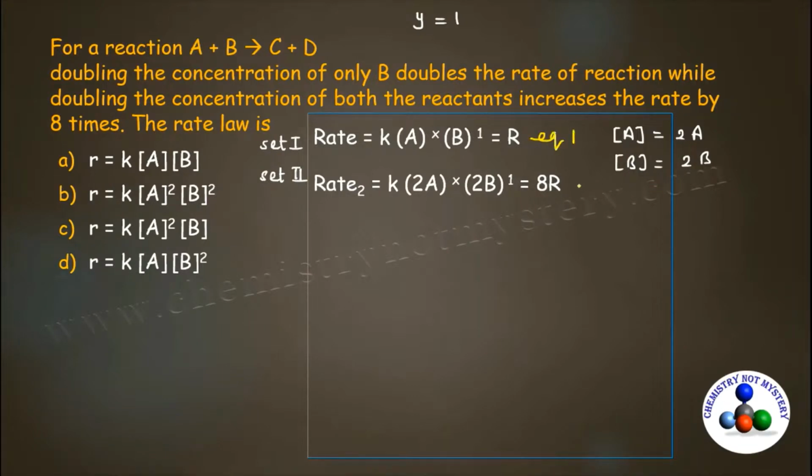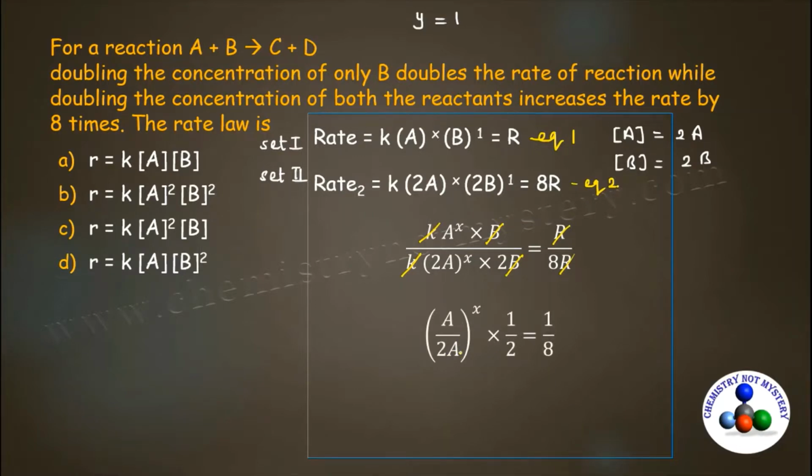So it is equation 1 and it is equation 2. Now divide both the equations. So you will get K multiplied by A raised to the power x multiplied by B, divided by K multiplied by 2A whole raised to the power x multiplied by 2B, is equal to R over 8R. So R and R will get cancelled out, B and B will get cancelled out, K and K also will get cancelled out. So you will get A over 2A whole raised to the power x multiplied by 1 by 2 is equal to 1 by 8.